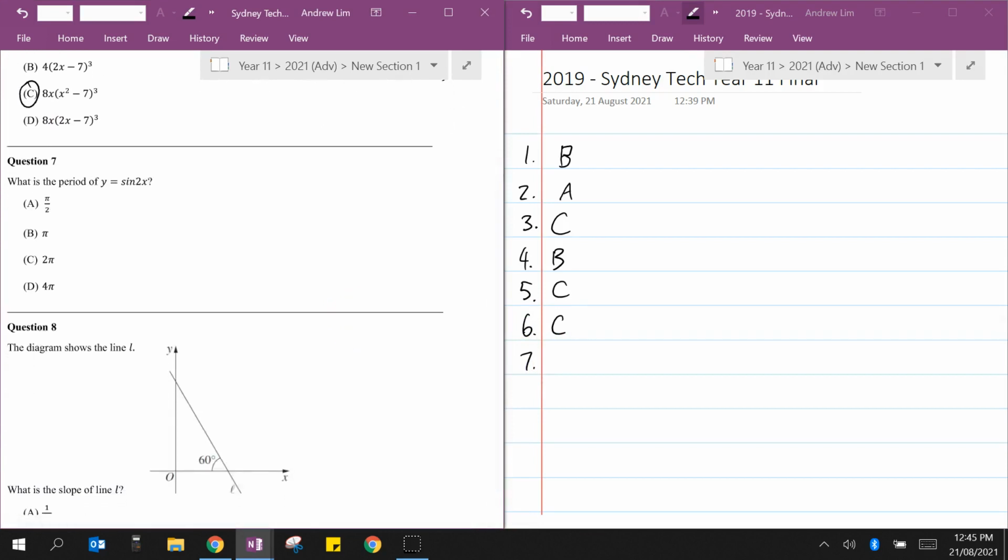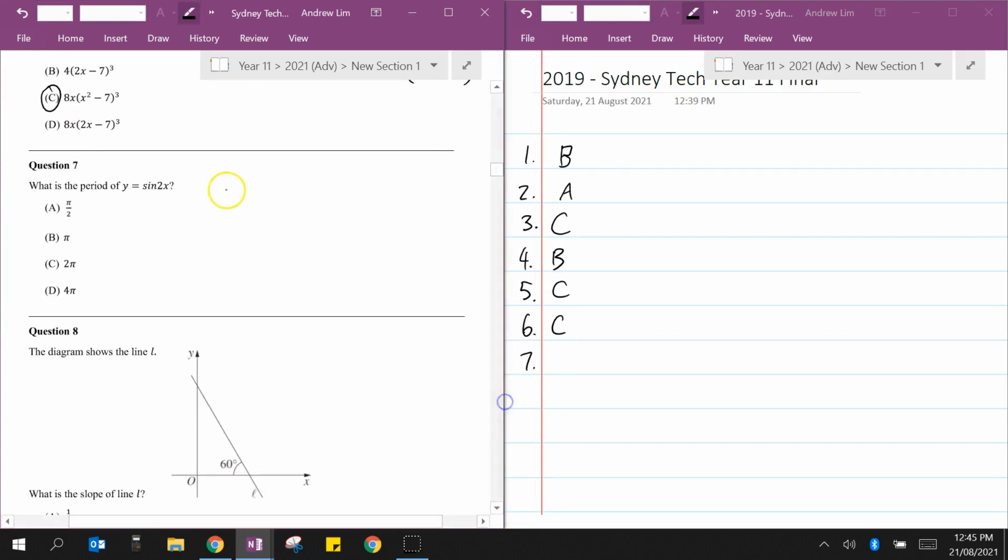What is the period of y equals sine 2x? So the period is equal to 2 pi over the coefficient of x. The coefficient of x is 2, so the period is just pi. B.